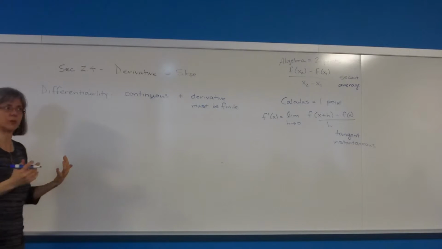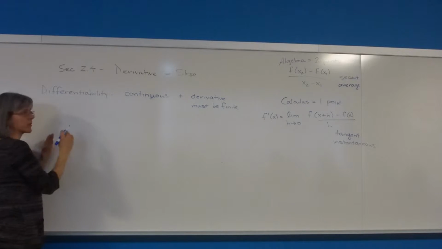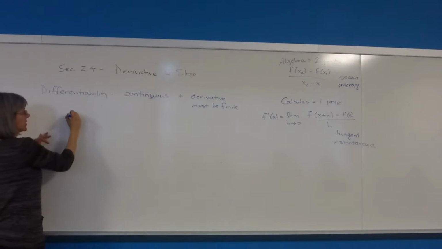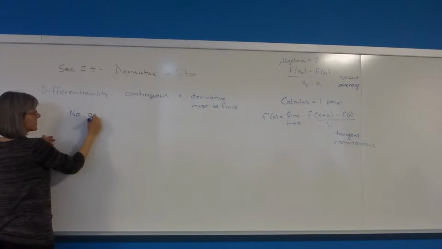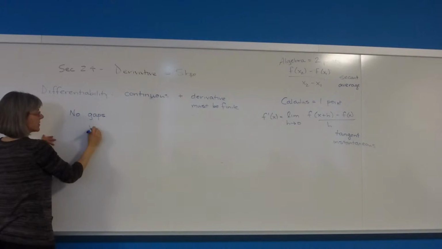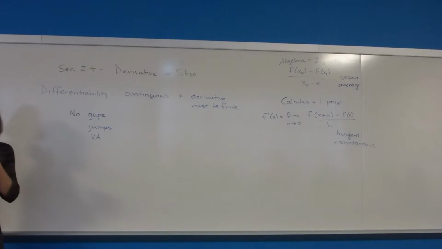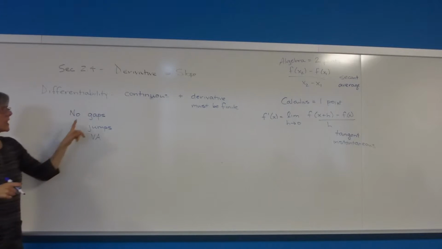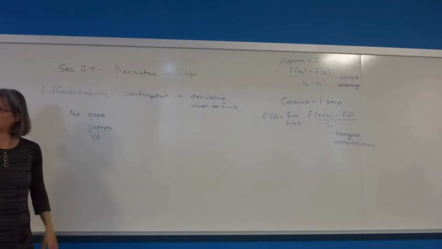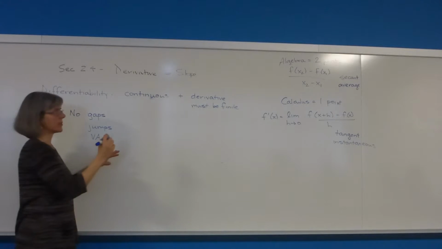So what does that exclude? Remember, for continuity, we said no gaps and jumps. So this means that same thing: no gaps, jumps, vertical asymptotes. That list is all still good because that's the continuous list. What is this derivative must be finite part? What does that add? Let me give you a couple of examples.